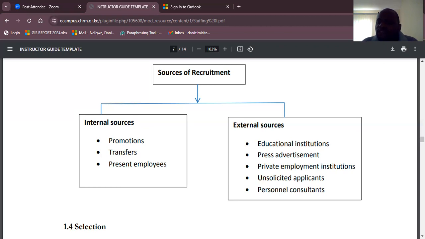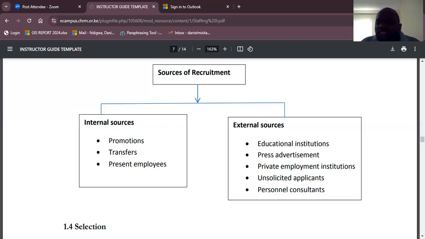Then we have private employment institutions. These are agencies that have been given the responsibility, or their main focus is to recruit people on behalf of the organizations. And remember, I talked about Outdoor, I talked about Brighter Monday, I talked about other institutions like Job Mag and many others.